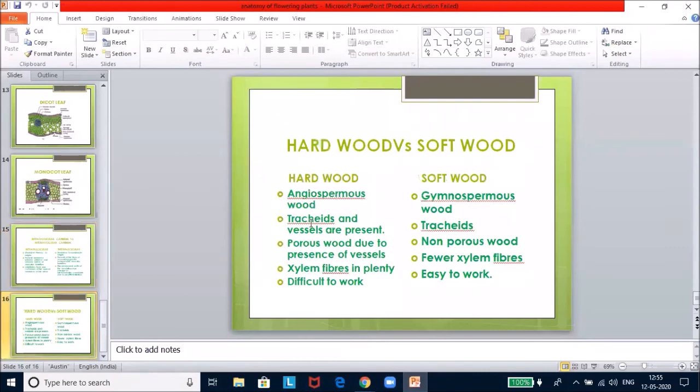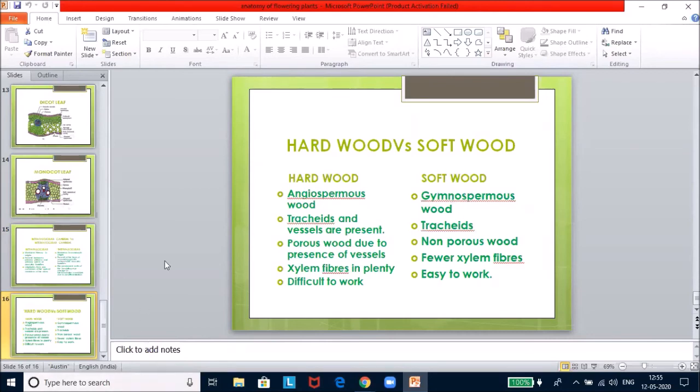Hardwood is also known as angiospermous wood. This they can ask you: the other name for hardwood is angiospermous wood. Softwood is known as gymnospermous wood. In hardwood, tracheids and vessels are present. In the softwood, only tracheids are present because gymnosperms lack vessels.